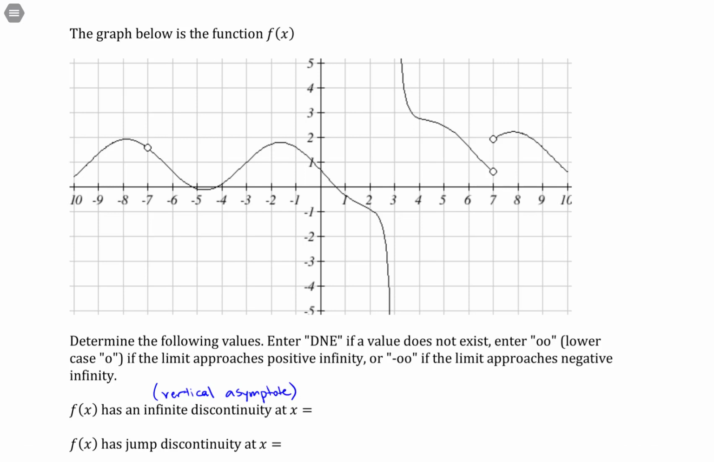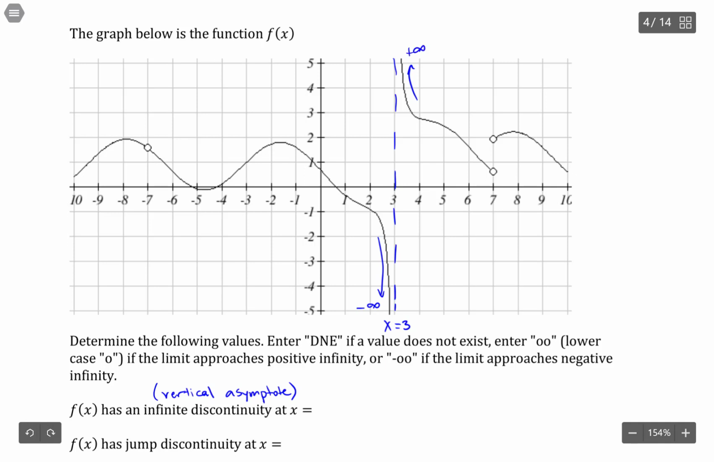All right, and if you'll notice here at 3, that's where that would exist, because on one side the limit's going to negative infinity, and the other side the limit's going to positive infinity. We just need either one of those left or right hand limits going to positive or negative infinity, and then that makes it an infinite discontinuity. So at x equals 3, that's happening.